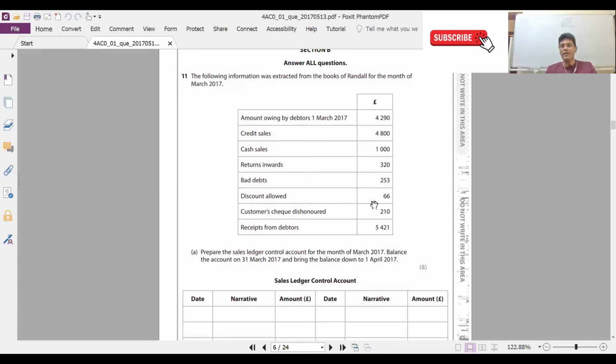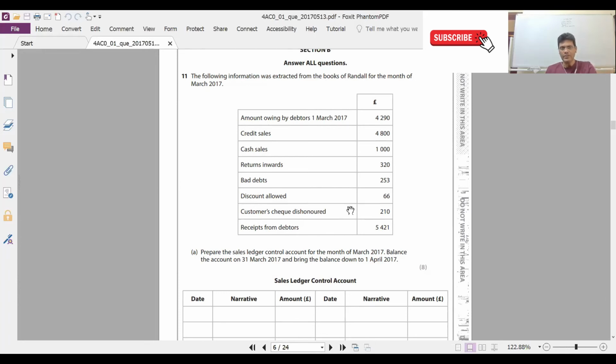Then discount allowed. This also we discussed, no? At the time of receiving the money from the customers, we offer discounts to the customers, which is discount allowed. Let's say there is a customer whose balance is 100 and we requested them to pay $75. So discount allowed is $25. So that also we know how to record it.